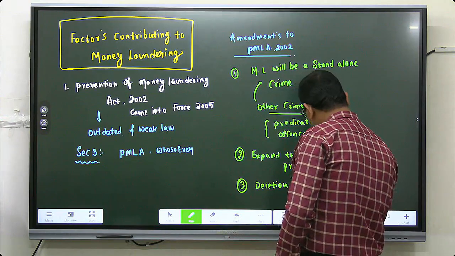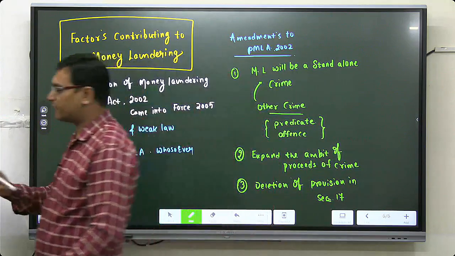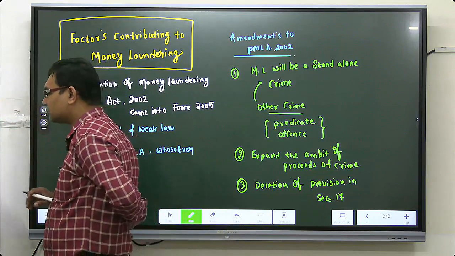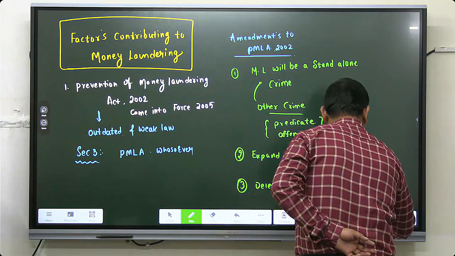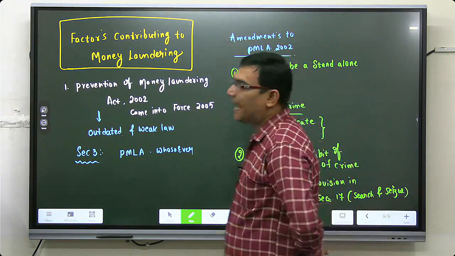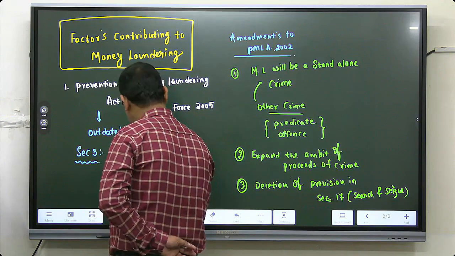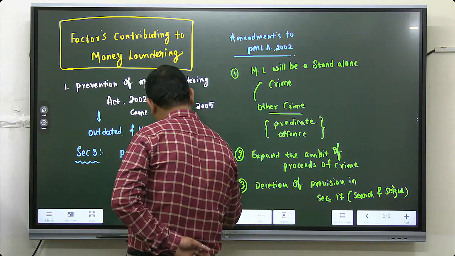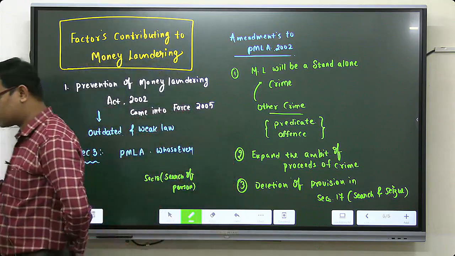Deletions of provisions in Section 17. What is Section 17? You write in brackets: search and seizure. And Section 18. Section 18 is search of a person.